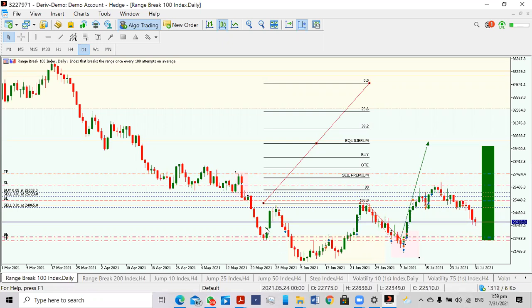Boom and crash, the way they move is not normal market movement, they just jump. So they don't really respect order blocks, but they will respect liquidity, pools, fib levels, and all. They respect them, but they don't respect order blocks in that sense. So this is what I do.